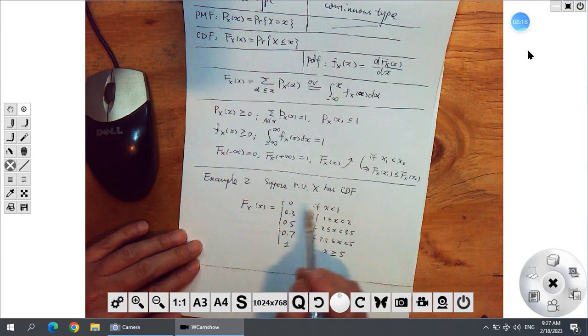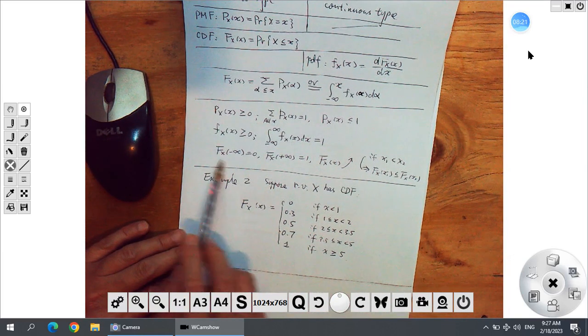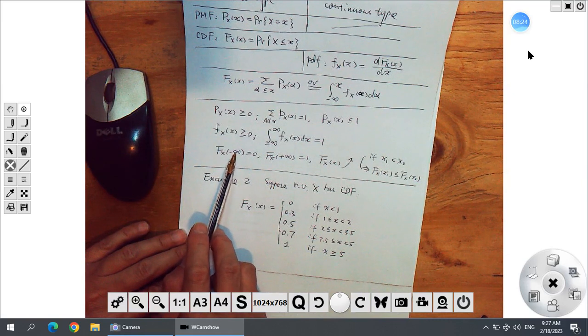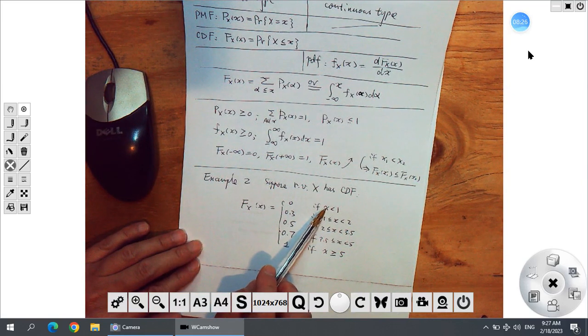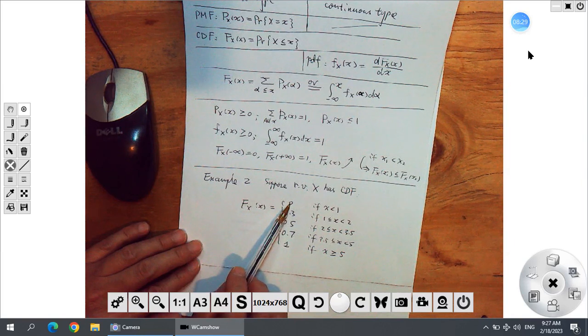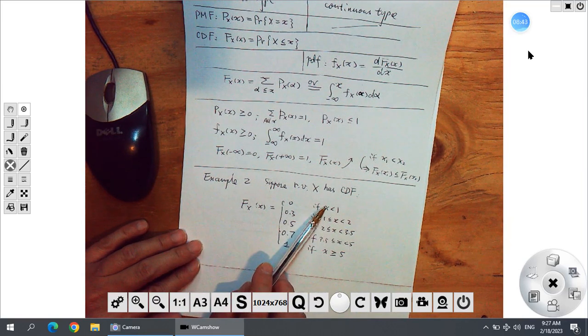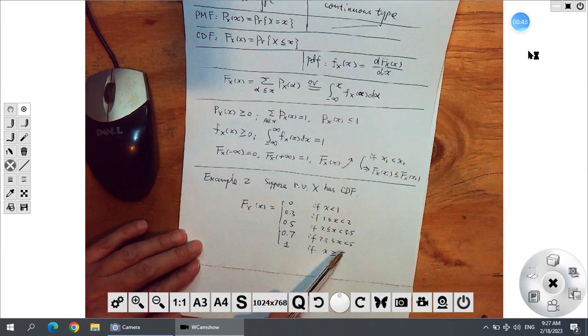You can see this function satisfies the required properties. For negative infinity, when x is on the negative side, it is 0, and when x goes to positive infinity, it is 1. And between 0 and 1, there are some values, and they are increasing, right? When x increases from negative infinity to 2 to 3.5 to 5, then larger than 5, the value of Fx is also increasing, right? So this is a CDF.